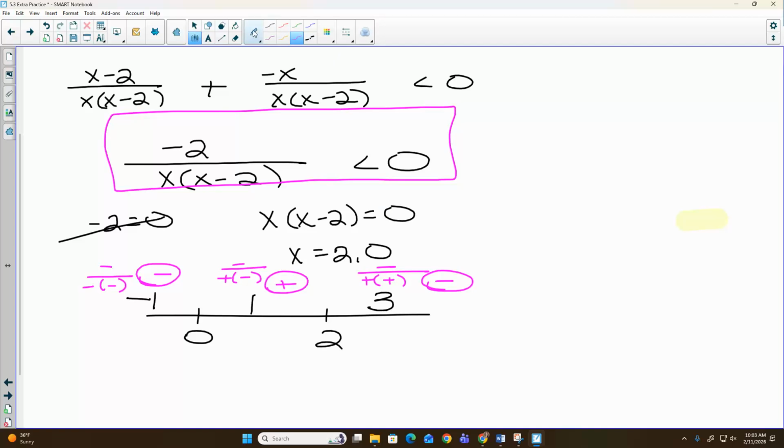We wanted less than 0. So negatives, no equal to, so we don't have to worry about that. So my answer is negative infinity to 0, union 2 to infinity.